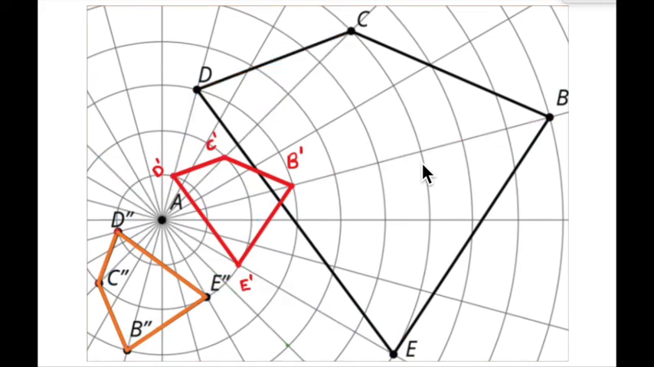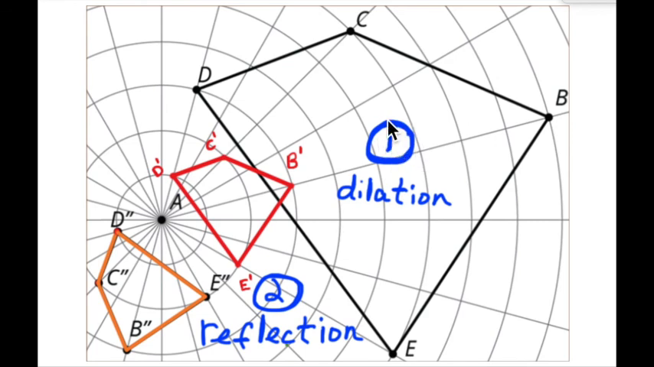image. And if I get rid of all that and just label, this is the dilation going from this image to this image, and then this is the reflection going from the red image to the orange image. A little bit easier to look at. See how I did that.